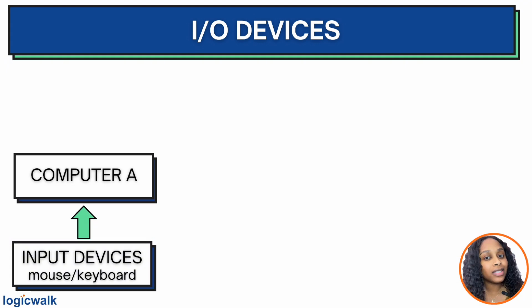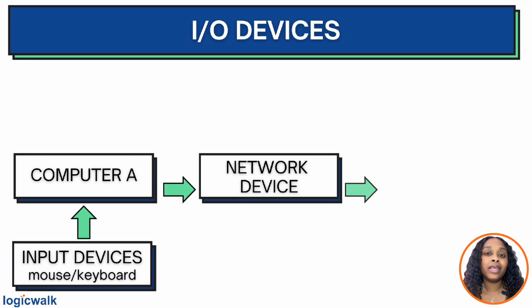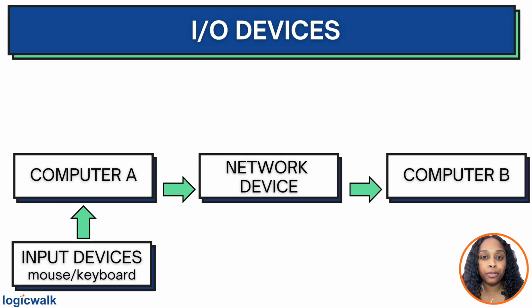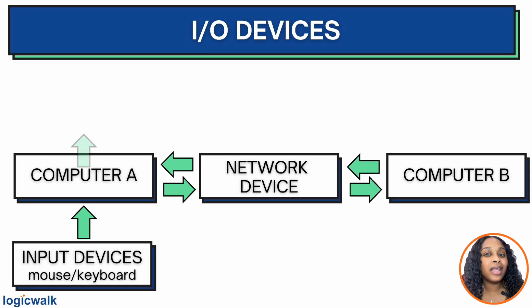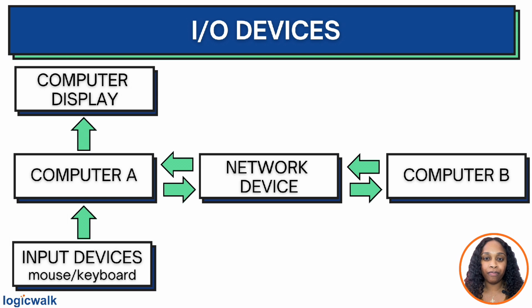Then your computer, let's call it computer A, sends your search request to a network device. The network device then forwards the request to another computer, let's call it computer B. After processing the request, computer B sends the weather information back to the network device. Then the network device sends this data back to computer A, which finally displays the weather on your monitor. As you can see from the diagram, the network device both sends and receives data. So network devices function as both an input and output device.